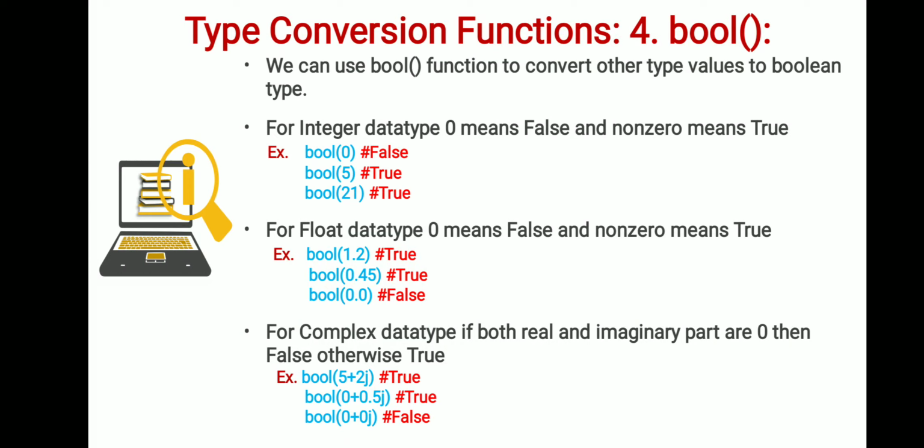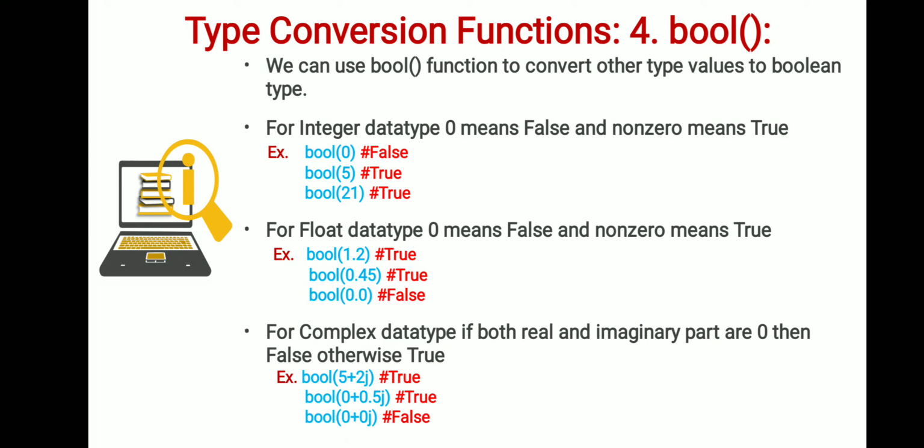Then if you want to convert a floating point value into boolean, then if the floating point value is 0, it will be converted into false, and any non-zero floating point value will be converted to true. Now see the example, bool of 1.2. Now 1.2 is a non-zero floating point value, so it will be converted to true. Then bool of 0.45, so this is also a non-zero floating point value, so it will be converted to true. Then bool of 0.0, now this is a zero floating point value, so it will be converted to false.